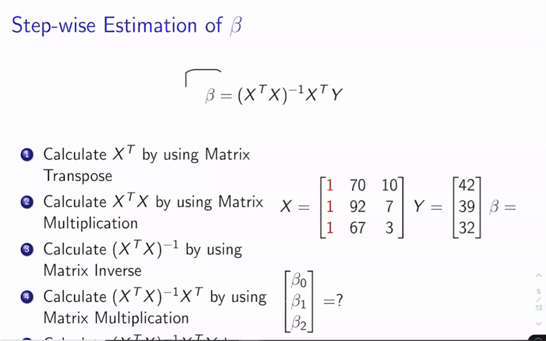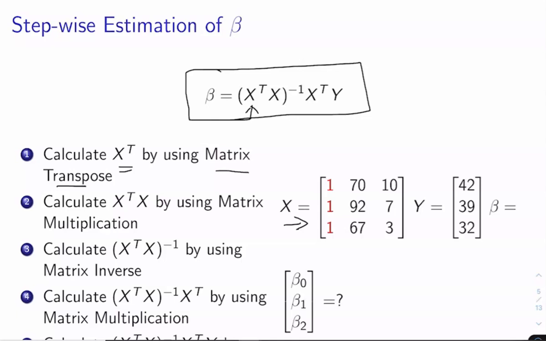This formula, that is beta equal to this formula, I have divided into 5 different steps, and I am calling it the stepwise estimation of the beta, in which I am first calculating this term, that is the transpose of x. Here x represents the input vector, and xt represents the transpose of x using the matrix transpose operation.